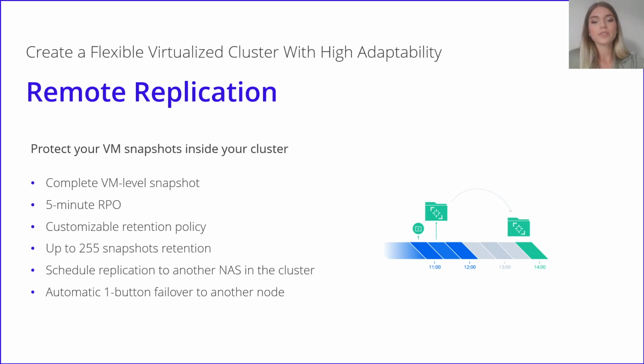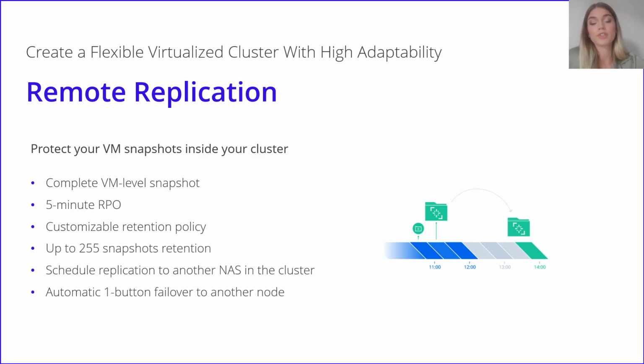We feature complete virtual machine level snapshot with a 5-minute RPO, so we can do a snapshot every 5 minutes. We have customizable retention policies up to 255 snapshot retentions, and you can schedule an automatic replication to another NAS that is in your cluster. How is it different from snapshot replication that we saw before?